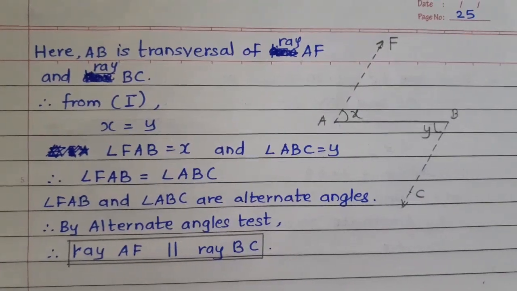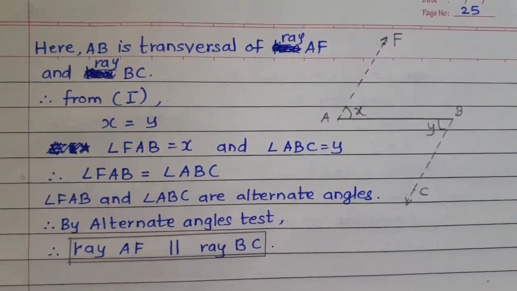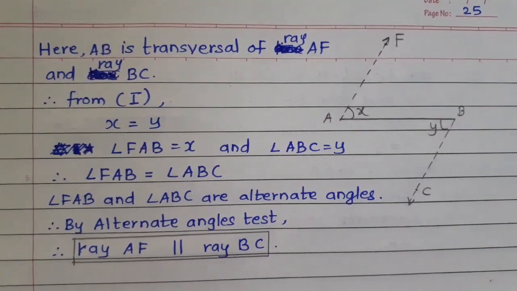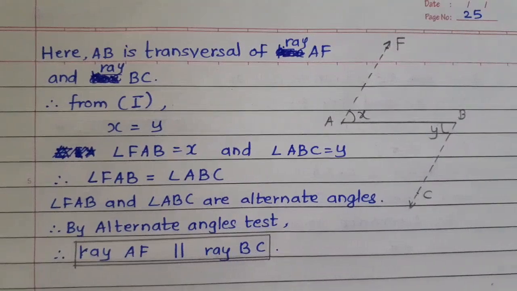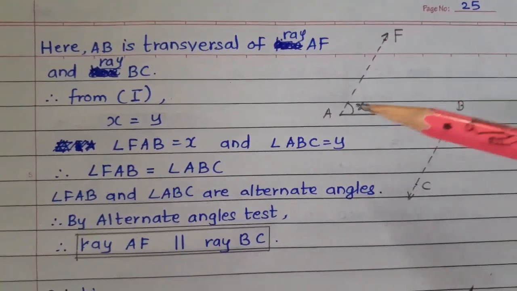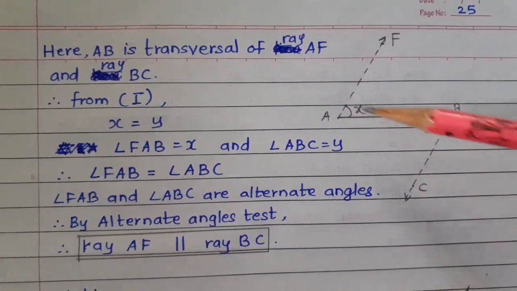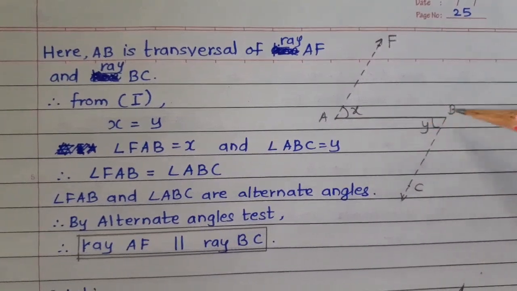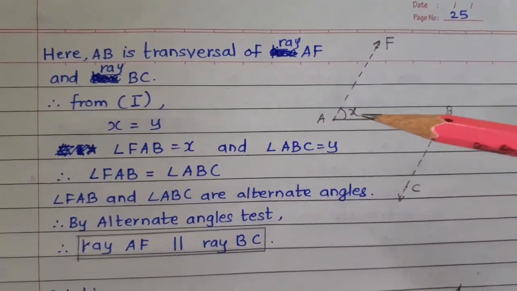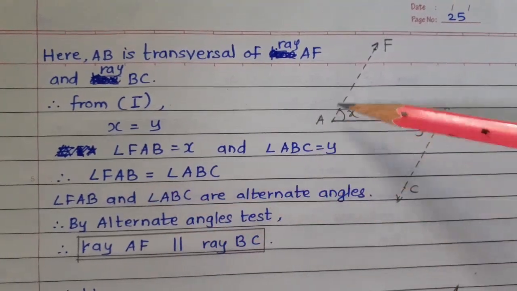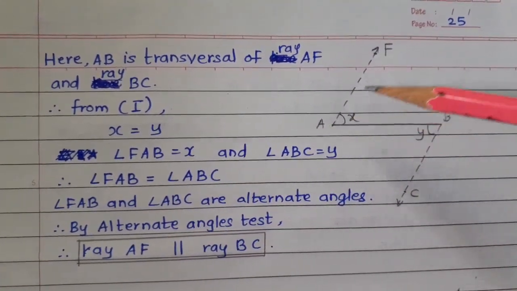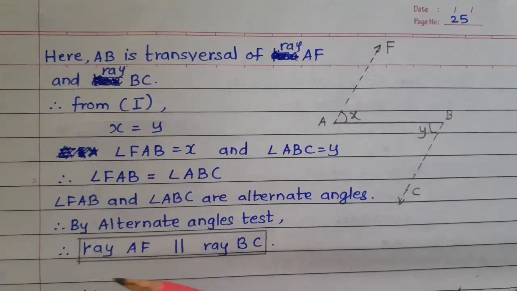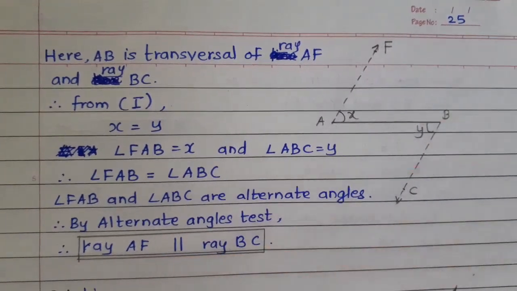We have the alternate angle test. If a pair of alternate angles formed by a transversal of two lines is congruent, then the two lines are parallel. Here angle FAB and angle ABC are both equal, AF and BC are two lines, and AB is their transversal. So these two alternate angles are equal, therefore the given lines are parallel. Then by the alternate angle test we can write ray AF parallel to ray BC.